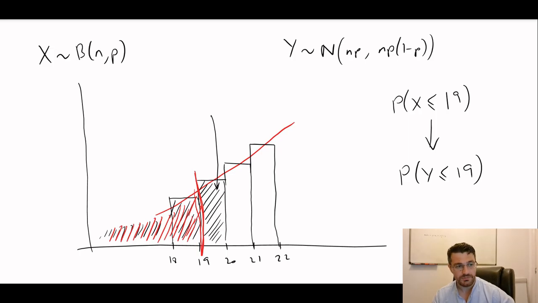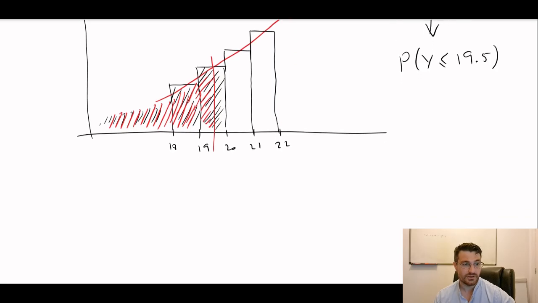Okay, so what would be better for us to do, potentially, to get a better approximation, is rather than replacing this probability in x with this probability in y, we replace the probability x is less than or equal to 19 with the probability that y is less than or equal to 19.5. And in that way, we end up calculating right up to 19.5. And we tend to get a better approximation. Okay.